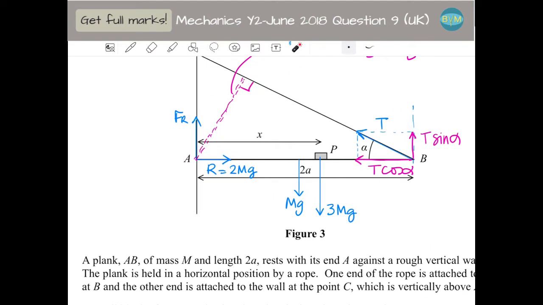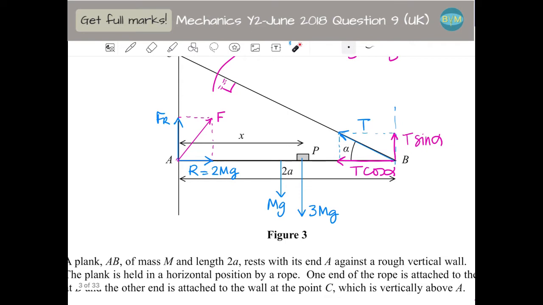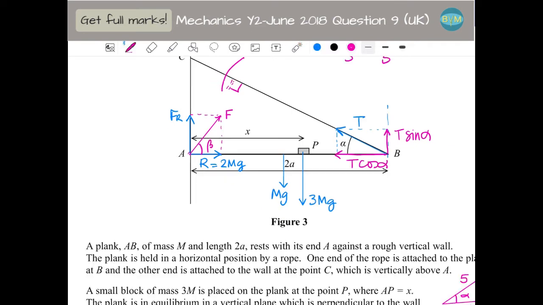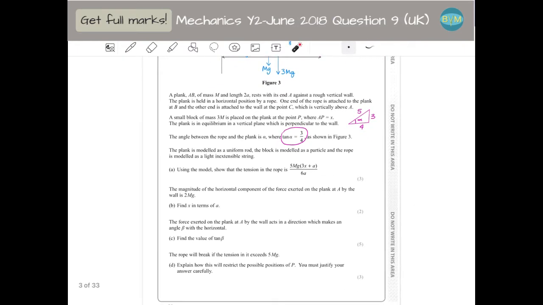So that means that, let me clean this. I have a normal reaction that I know and a friction, but these two forces combined are going to give me my force on the wall. So this is the force on the wall. I'm going to call it, let's say, F. This one is given, and what they are asking me now is the angle of this force with the horizontal, which is beta. Find the value of tan of beta, where beta is the angle with the horizontal.